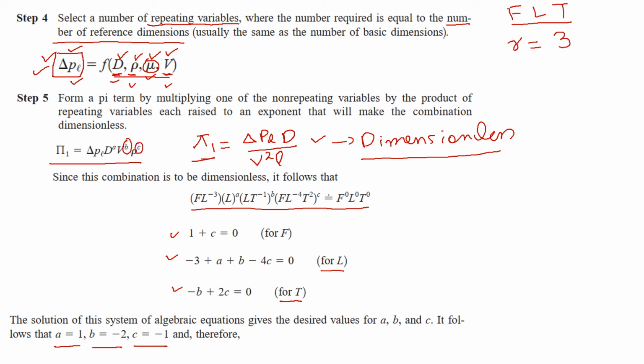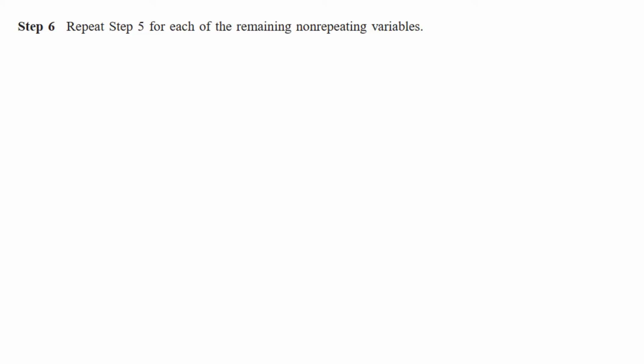So let's do that. This will be our pi 1. This is the correct arrangement of pi 1, and if you write the dimensions of each of these variables, you will actually get a dimensionless number.